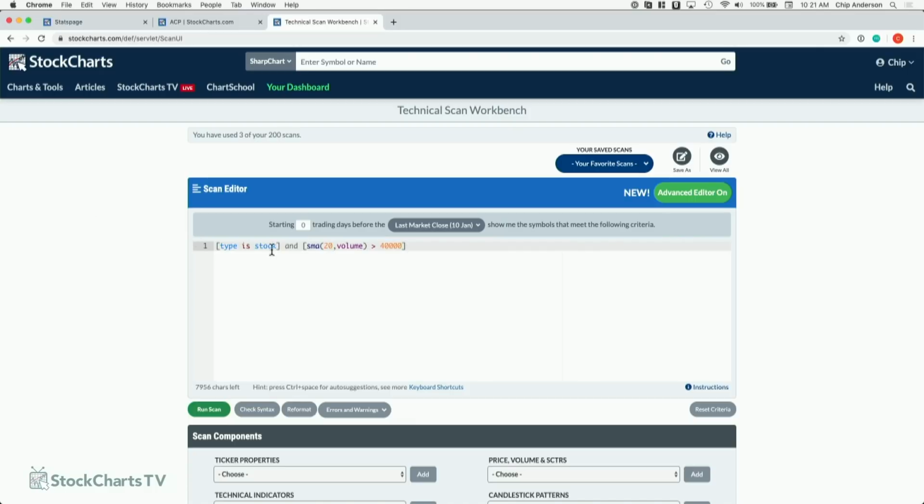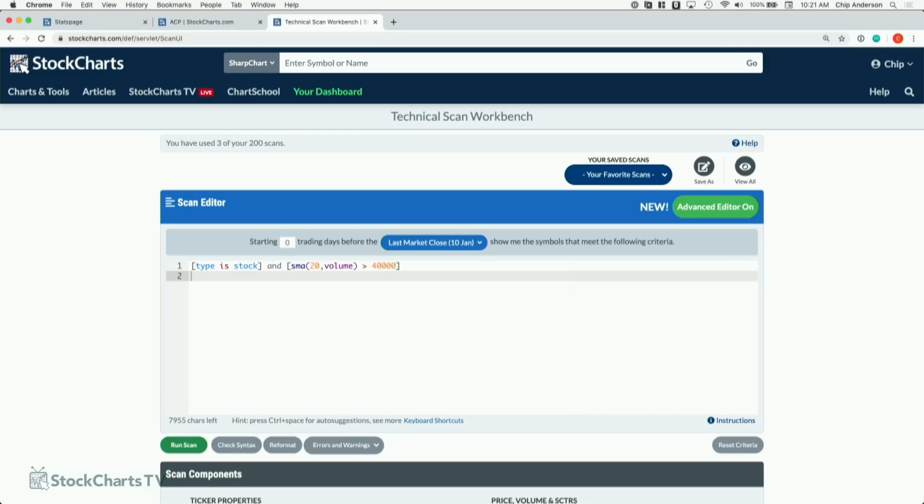And this is our advanced scan workbench. Last year we made some nice improvements to it, so it's much easier to type scan instructions into this. I know scan instructions can initially appear a little intimidating, but it's not too difficult, and I'm going to try again to help you with that today. So we already have two clauses in here. Type is stock, and the simple moving average of volume for the past 20 days is greater than 40K.